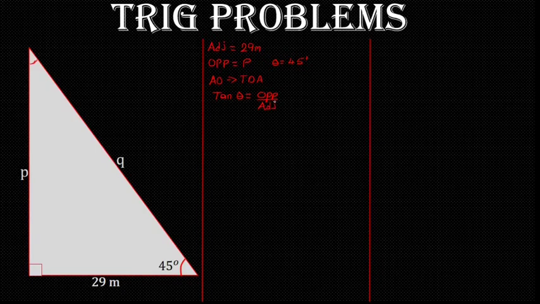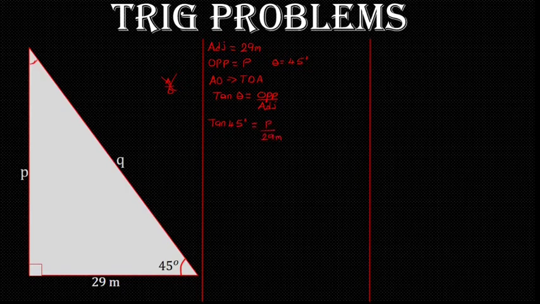Now, at this point, do not be confused and say that because I'm having AO, then the formula should be adjacent over opposite. That's extremely wrong. The formula doesn't change. It's always opposite over adjacent for your tan theta, regardless of how you arrange the first letters. So I have tan 45 degrees is equal to opposite, which is P, over 29 meters.